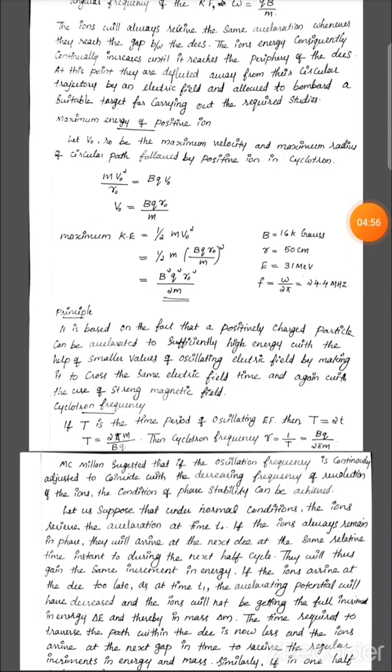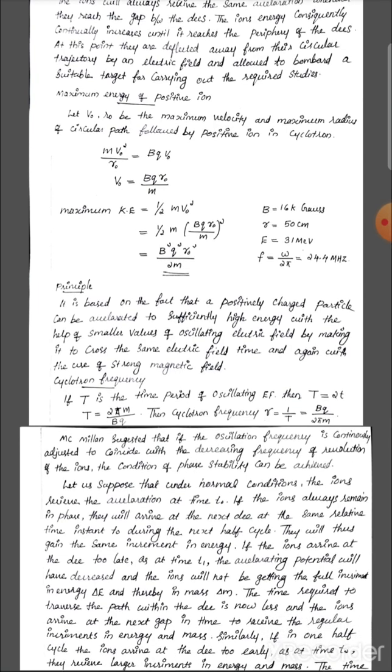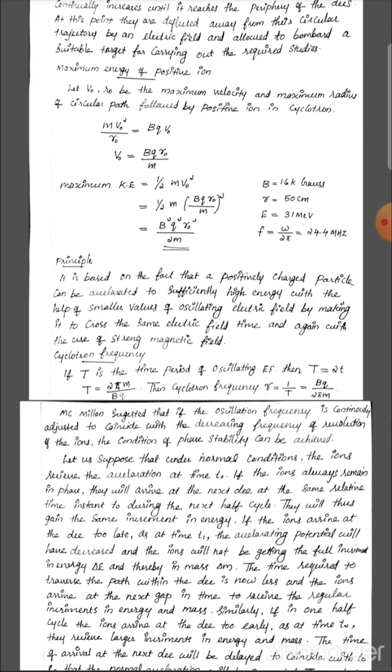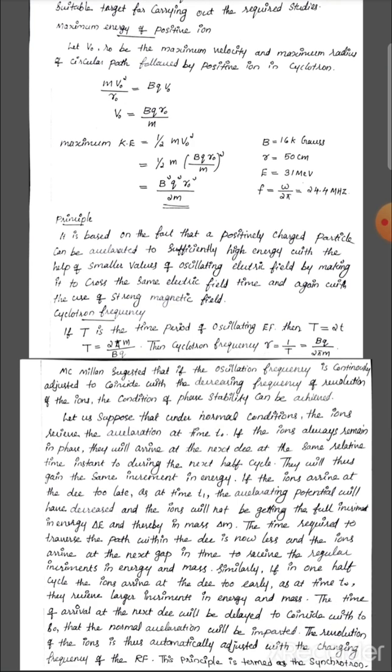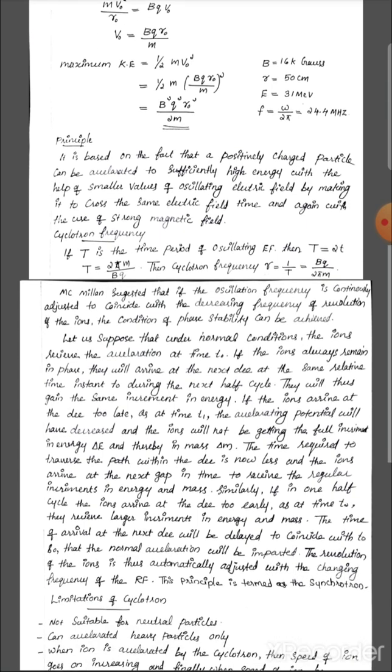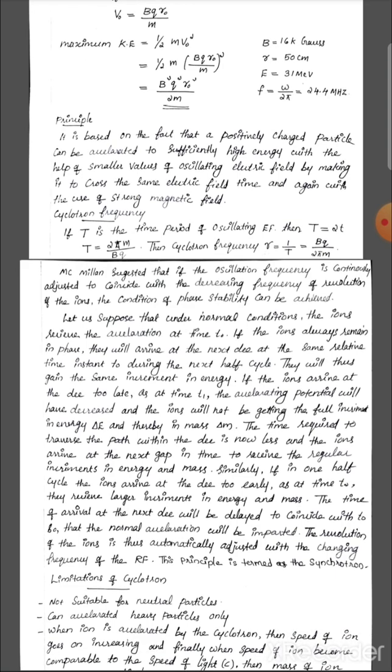Then maximum energy of positive ion. Let V naught, R naught be the maximum velocity and maximum radius of circular path followed by positive ion in cyclotron. M V naught square by R naught is equal to BQ V naught. Then V naught is equal to BQ R naught by M. Then the maximum kinetic energy is equal to half M V naught square, that is equal to half M into BQ R naught by M whole square, that's equal to B square Q square R naught square by 2M.